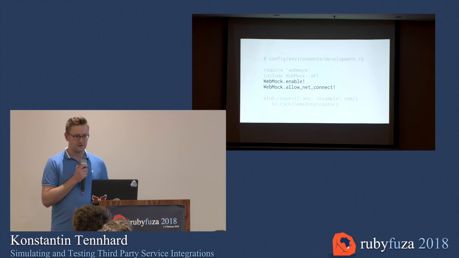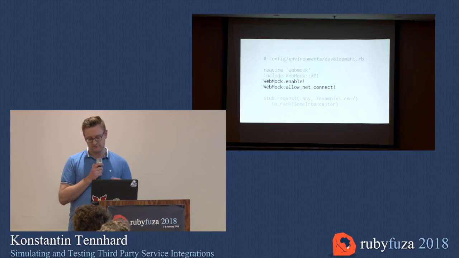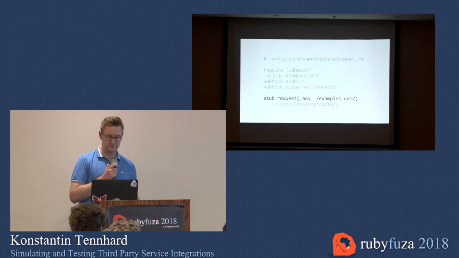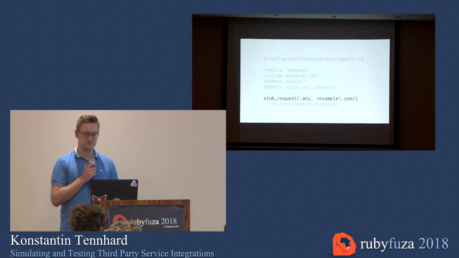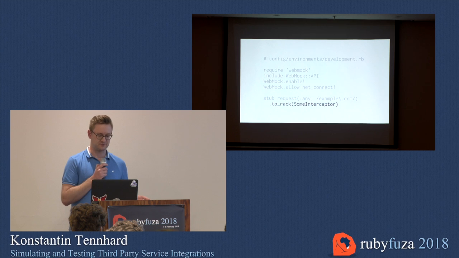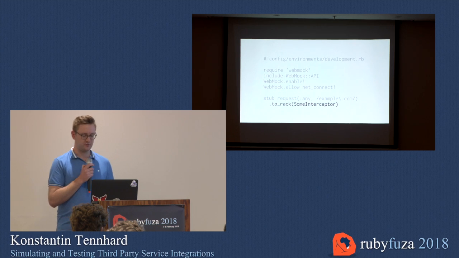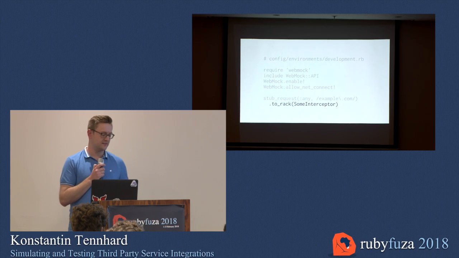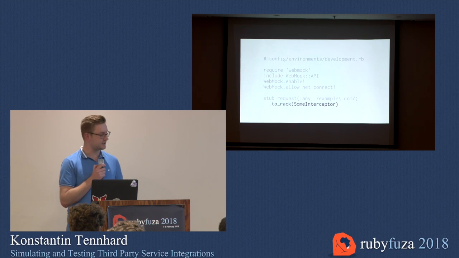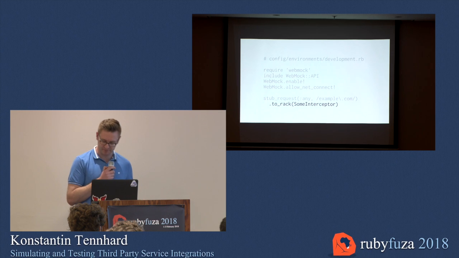You enable WebMock and you tell WebMock that it is allowed to make other HTTP requests except for the ones that you explicitly stub. Then you call stub_request and say any request to example.com you want to be handled by the interceptor, and you're done. Now it works in the Rails server, it works in the developer console, and that's basically how you can use request interceptors in development.